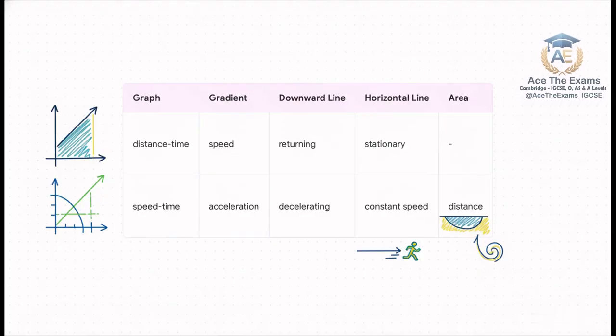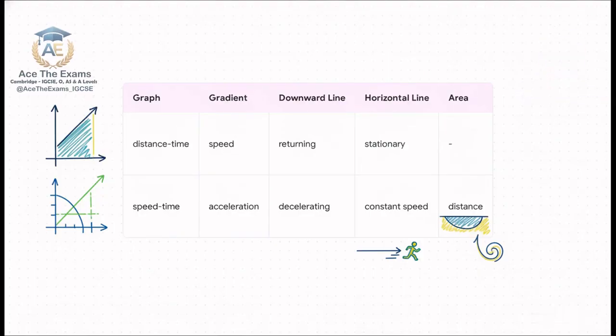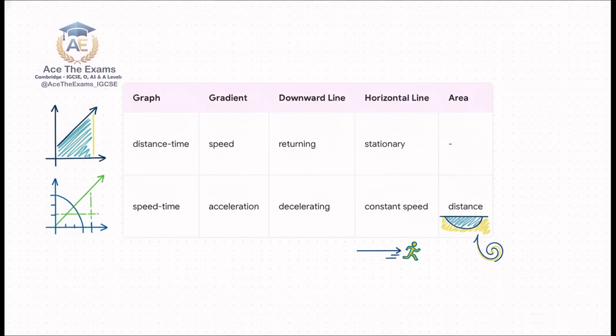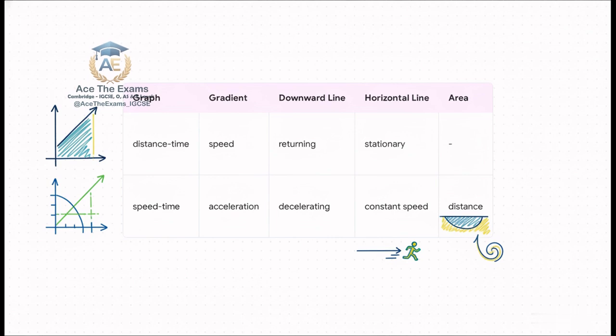Okay, let's dive into this data table and decode the anatomy of this trap. This right here is your ultimate cheat sheet for motion graphs. You see, on a distance time graph, the gradient is speed. But wait, we're looking at a speed time graph. Here, the gradient equals acceleration.